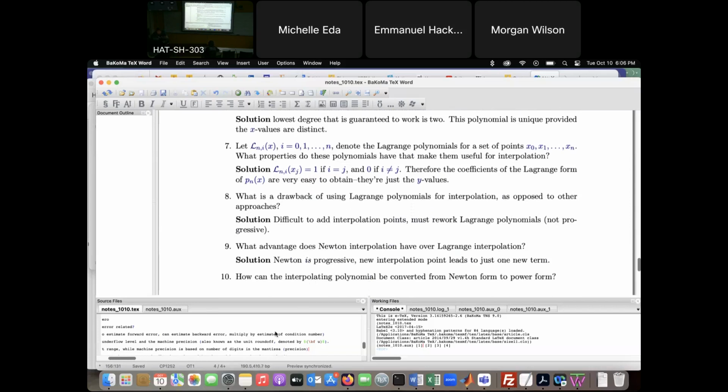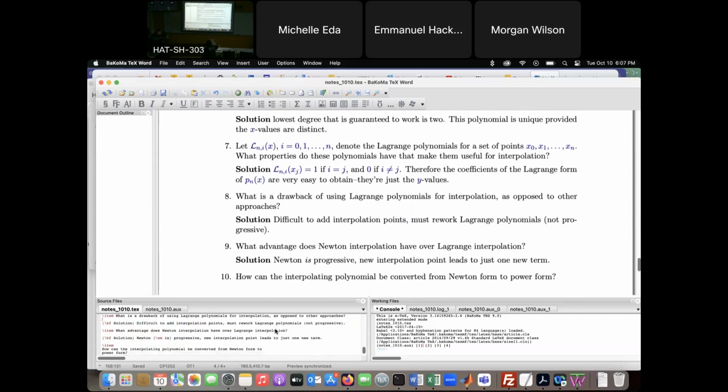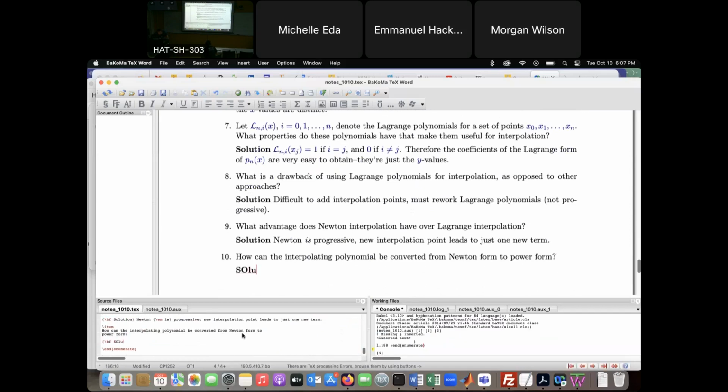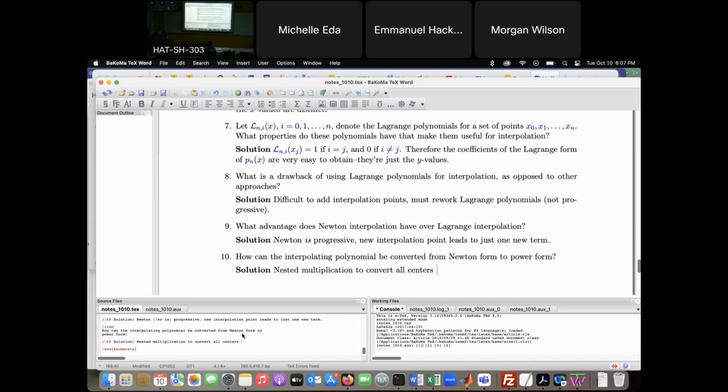And finally, how can you convert from Newton form to power form? Main thing I'm looking for here: nested multiplication. Because Newton form has centers, which are the multiple interpolation points. You apply nested multiplication several times, n times, where n is the degree, reversing all the centers to zero, and that's the power form. And that's that.